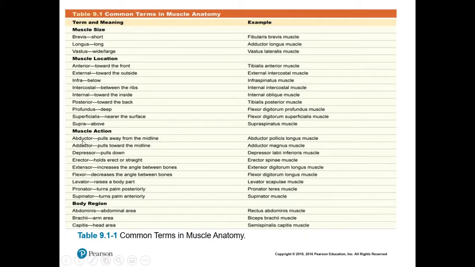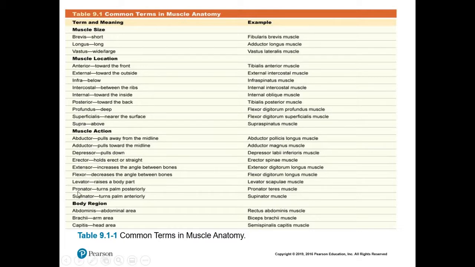Action: abductor, meaning pulling away, as mentioned yesterday, away from the midline. Adductor, towards the midline. Depressor, you're going to pull down. Erector, hold straight. Extensor, increase angle. Flexor, decrease the angle, right? So levator is raising the body part. Pronator, turning, for example, the palm posteriorly. Keep in mind, anatomical position has palms facing forward. If you pronate those palms, you can try it right now if you want. Pronate the palms towards the back. Again, that's called pronation. Your forearm has pronator muscles that allow you to do that function.